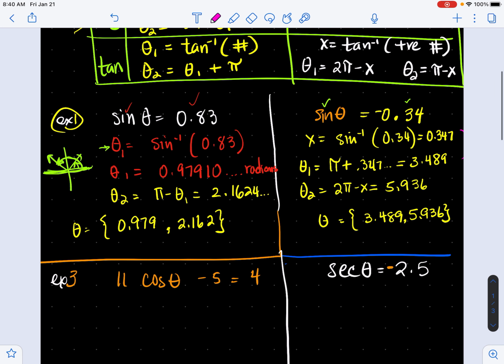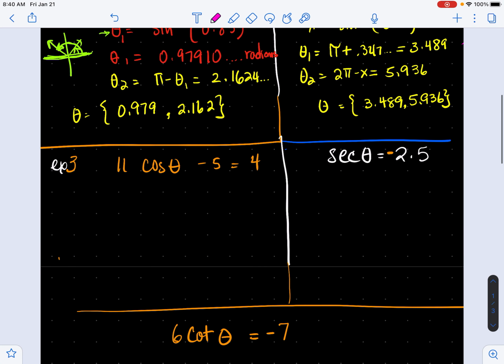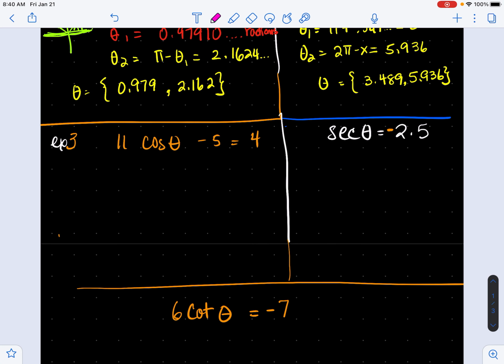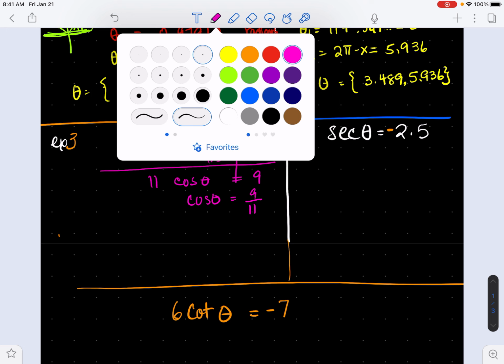So I showed you sine and negative sine. Look at example 3. This one says 11 cosine theta minus 5 equals 4. And the idea is still to find theta. So this is just like an equation. First thing you would do is add 5 to both sides. Equals 9. And clearly we will divide by 11 on both sides. And I end up with cosine theta equals 9/11, which is going to be slightly less than 1. You can convert that to decimal, but I shall leave it right there and let the calculator handle that.